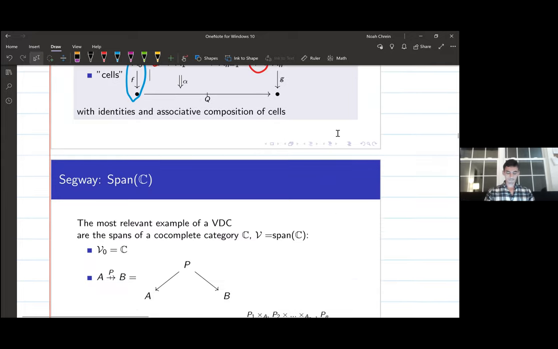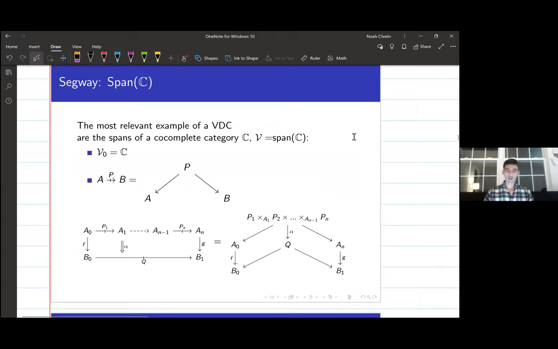So I'm going to give you an example of a virtual double category. That's not because I want you to understand virtual double categories, though I do, they're great. It's because it's going to be a simpler version of the problems that arise in ontologies. So we're going to consider a co-complete category C, and we can talk about the spans on C. The spans on C form a virtual double category. The underlying category is just the original category C, and the horizontal morphisms are spans of objects in C.